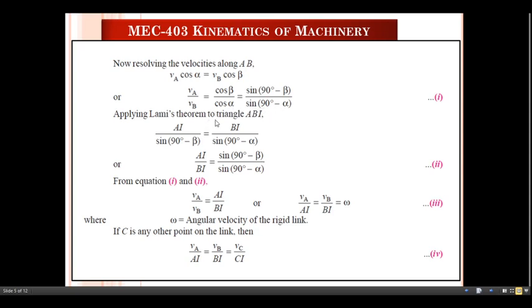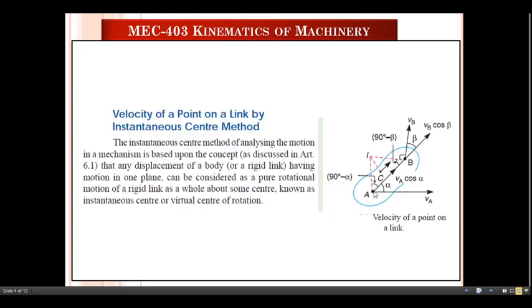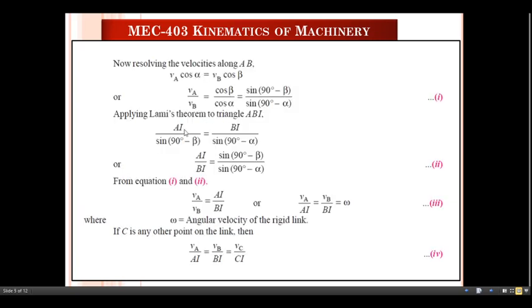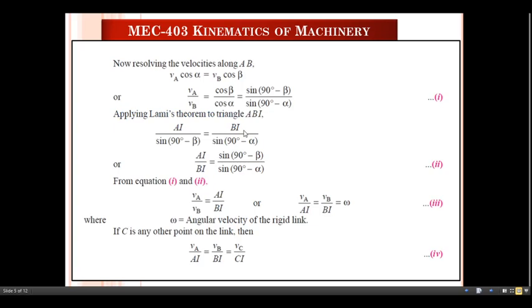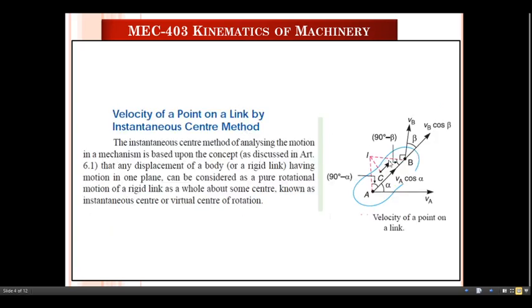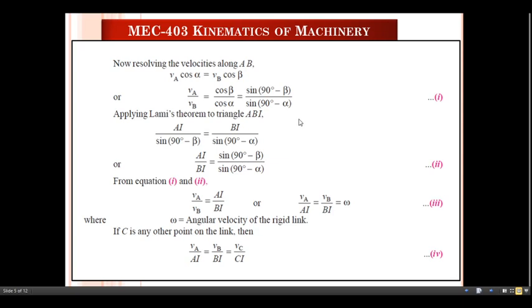Now apply Lami's theorem to triangle ABI. So the triangle is here, ABI. We know Lami's theorem. According to that theorem, the length AI divided by the sine of the angle between the remaining two sides, which is sine of 90 minus beta. A similar case with the next one, BI. For BI, the angle between this line and this one is nothing but 90 minus alpha. So BI divided by sine of 90 minus alpha will come here.